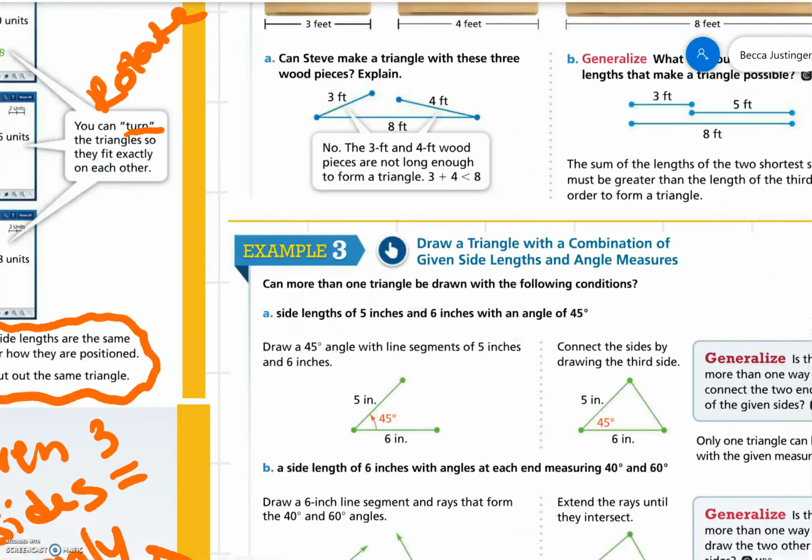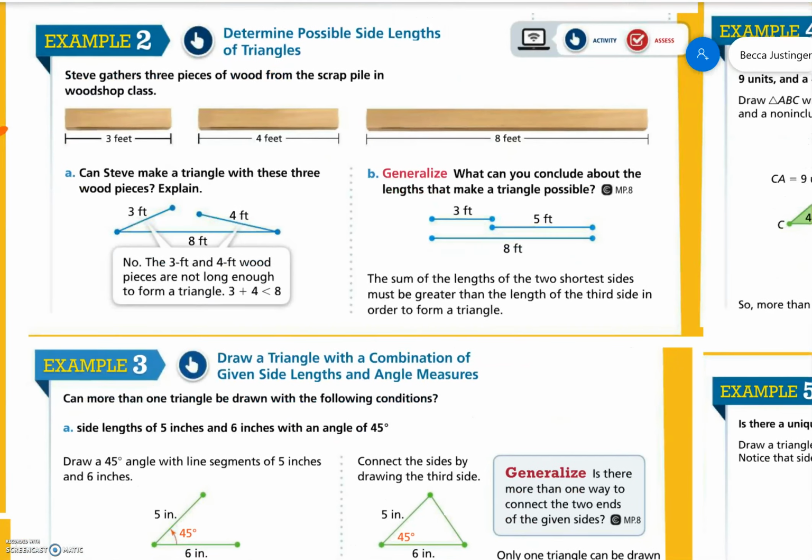Example number 2. Determine possible side lengths of triangles. Steve gathers 3 pieces of wood from the scrap pile in woodshop class. Can Steve make a triangle with these 3 wood pieces? Explain. Well, remember what I said before, the 2 smaller sides added together, 3 plus 4 equals 7. It has to be greater than the 3rd side. Is 7 greater than 8?